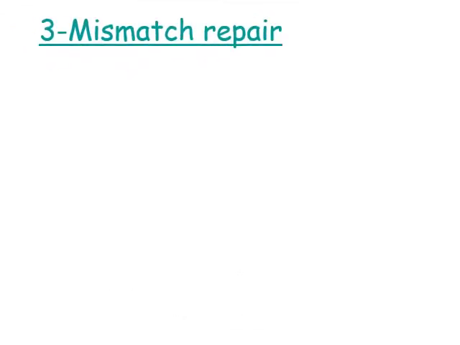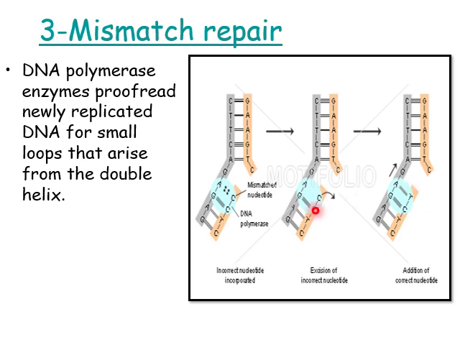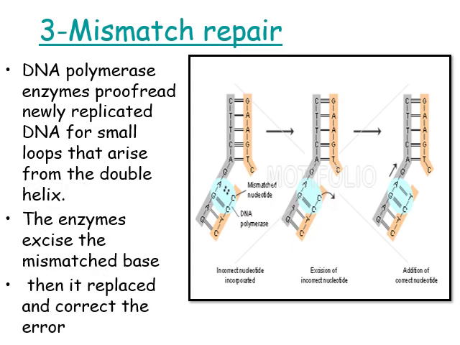The other mechanism is called mismatch repair. The DNA polymerase enzymes proofread newly replicated DNA for the small loops that arise from the double helix. The DNA polymerase enzyme begins to excise this mismatched base and then replaces it and corrects the error.